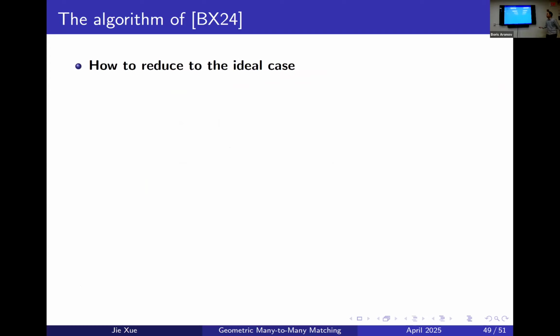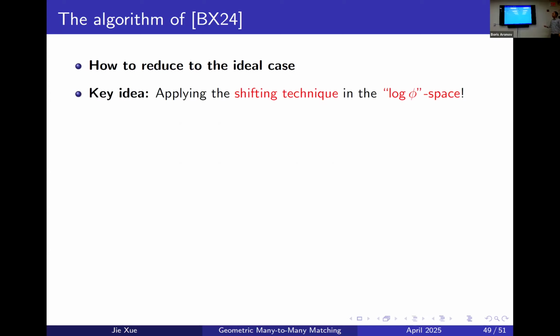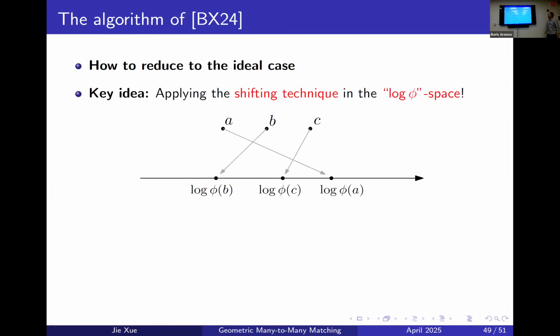We still have some time. Let's briefly discuss how to reduce to the ideal case. So of course, at the beginning of the problem, the phi values can vary a lot. So it's not bounded by a function of epsilon. But you can use another shifting technique. But now it's not in the d-dimensional space. It's in the phi space. Not in the phi space, actually in the log phi space.